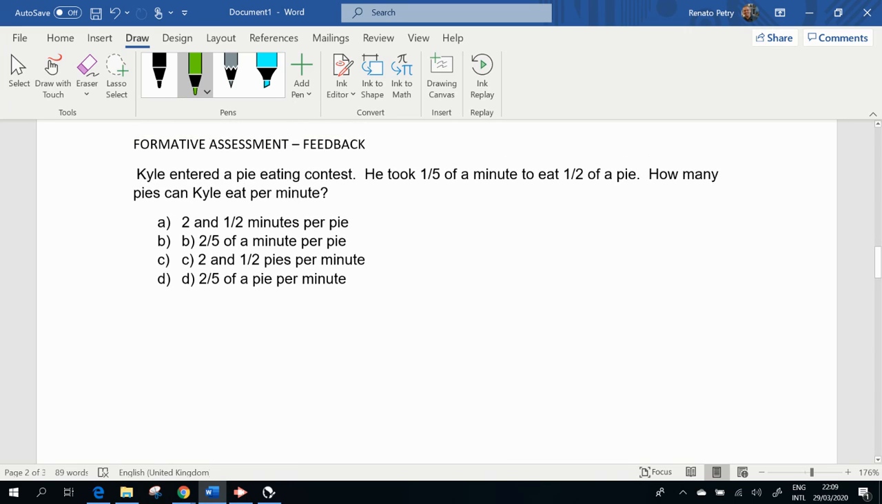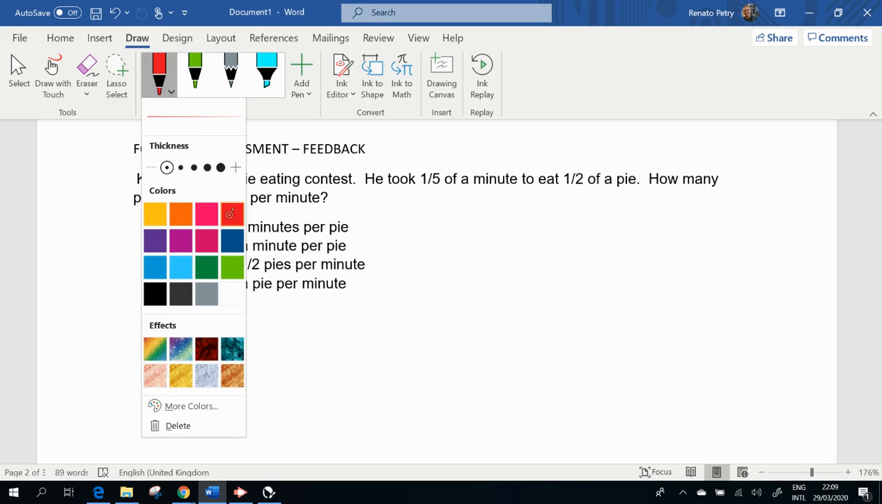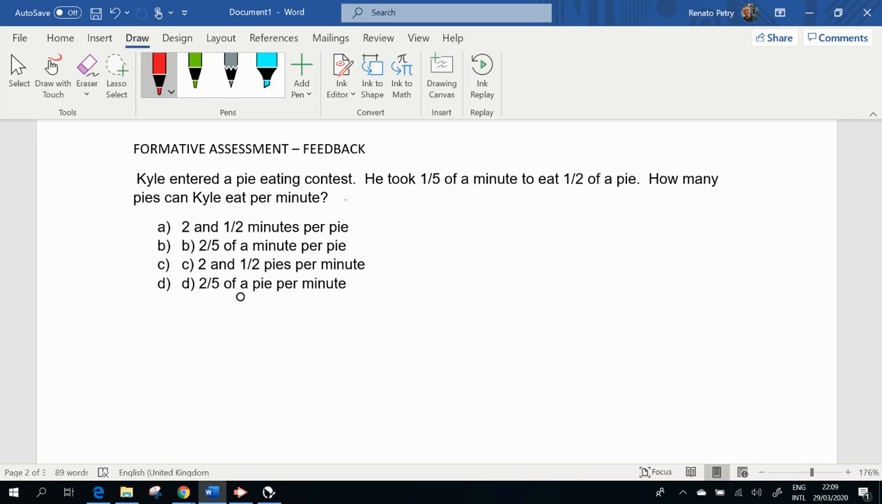So, first one: Kyle entered a pie eating contest. He took 1/5 of a minute to eat half a pie. How many pies can Kyle eat per minute? The first thing I have to analyze is what ratio my question is asking for. It is asking how many pies per minute, so the ratio is pies per minute. And the ratio that Kyle had was half a pie for every 1/5 of a minute. Does it make sense? There are 2 ways of solving it.